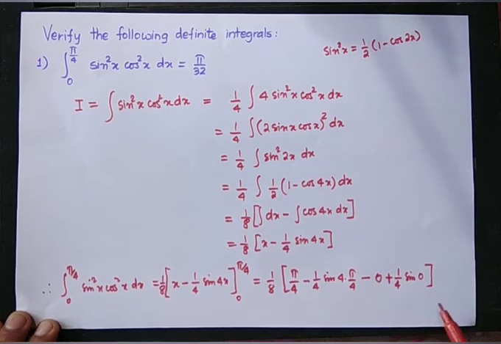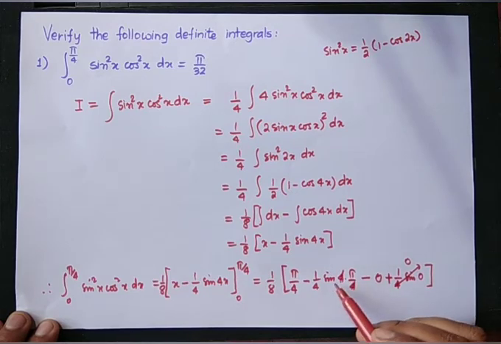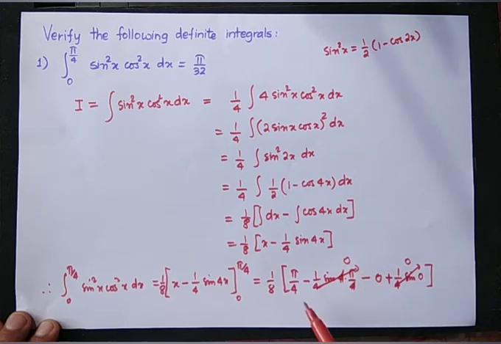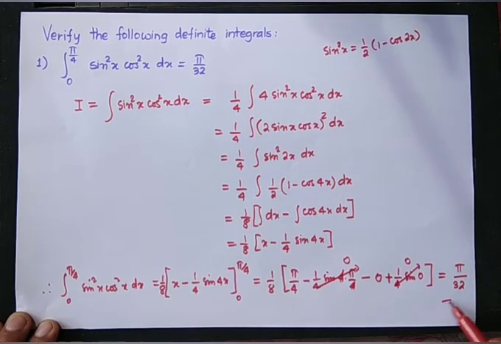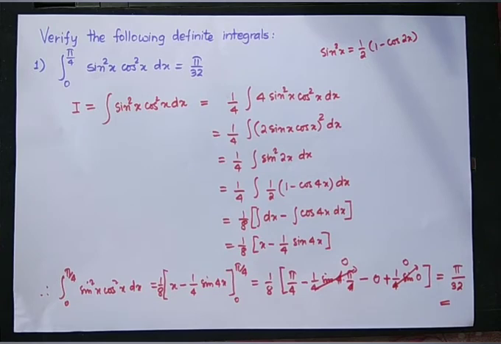Let's simplify this. Sine 0 is 0, so that is also 0. Now, what is the value of sine pi? This and this get cancelled, so sine pi is also 0. So what is left? Only pi by 4 is left, and pi by 4 into 1 by 8 becomes pi by 32. So that's what we needed to verify. So pause the video to note down.